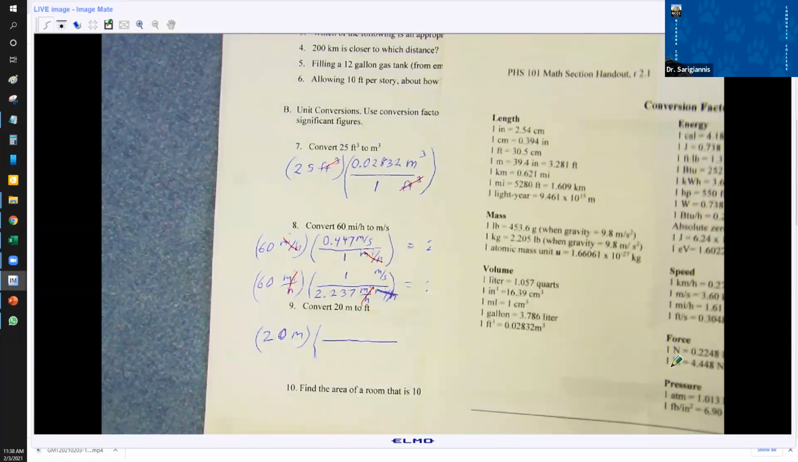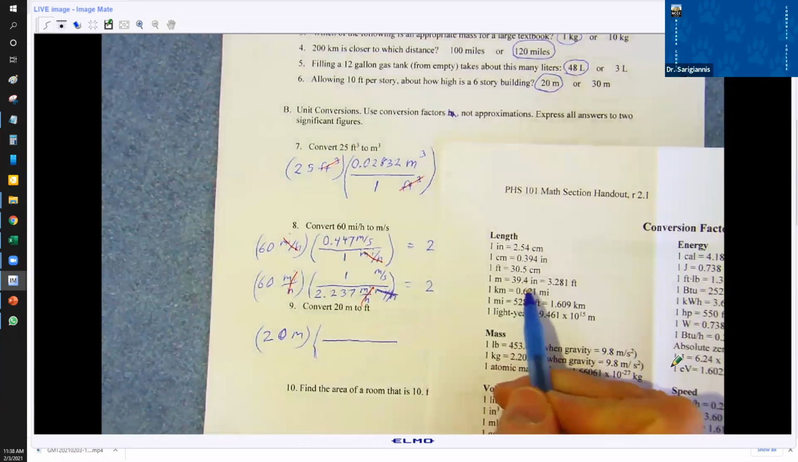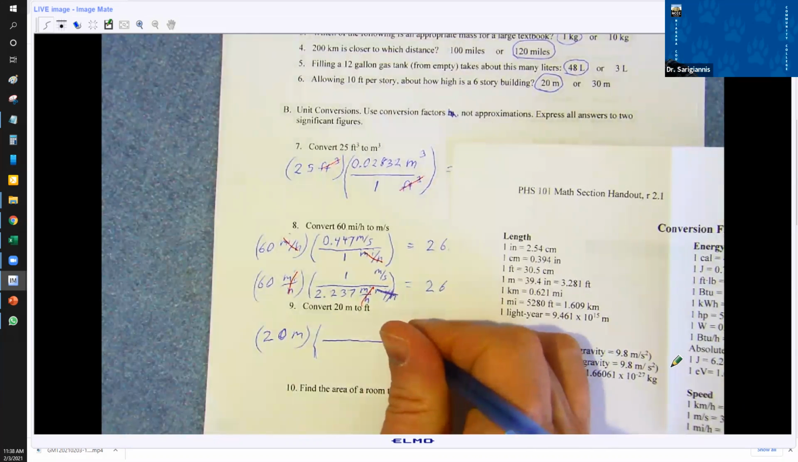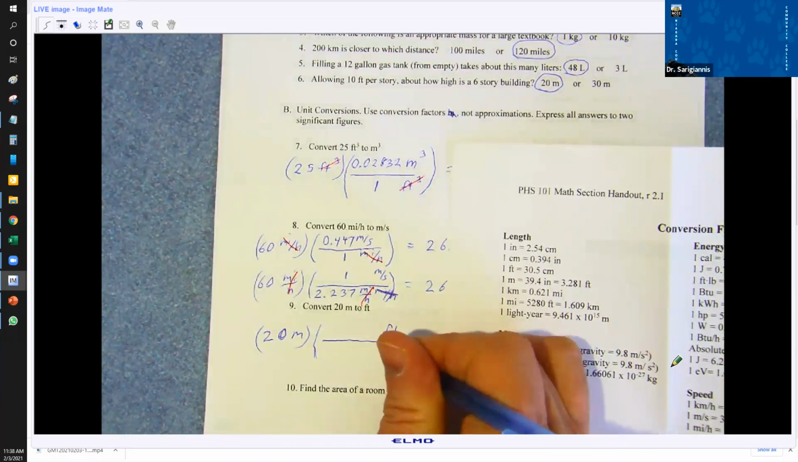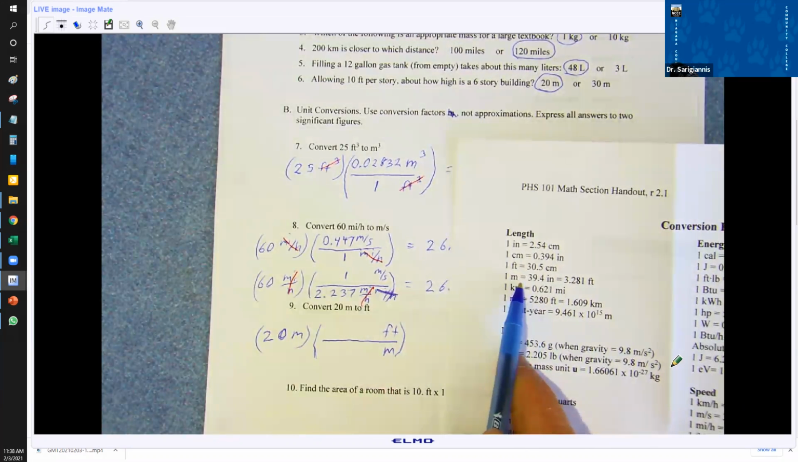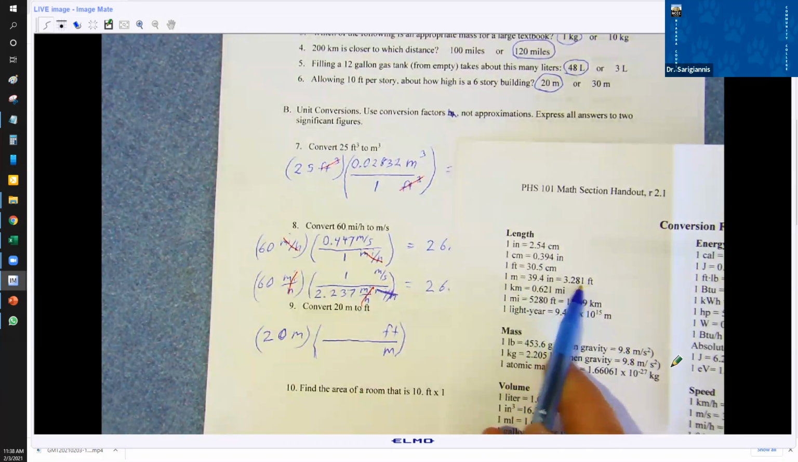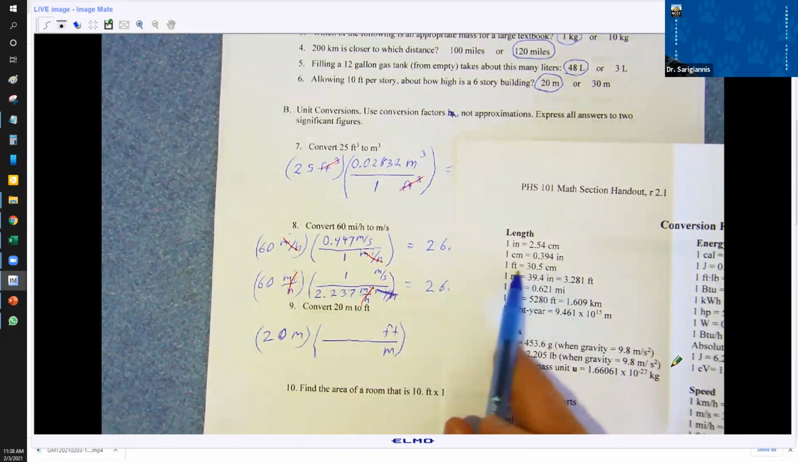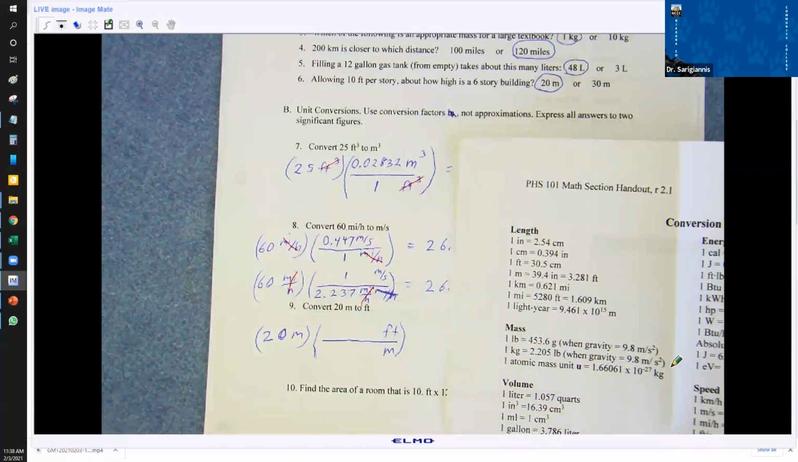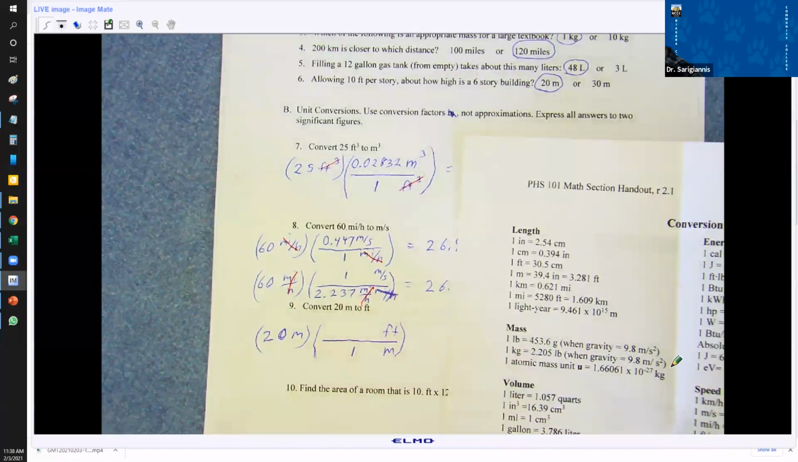Conversion, our length. We want feet. We have meters. What are some of the conversions? Well, here we've got 1 meter is 3.281 feet. And we don't have foot to meters. I mean, you can look at this and say 1 foot is 0.305 meters, but let's just use the 1 meter to 3.281 feet.